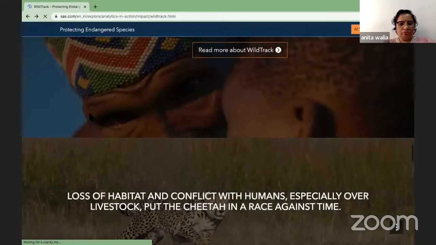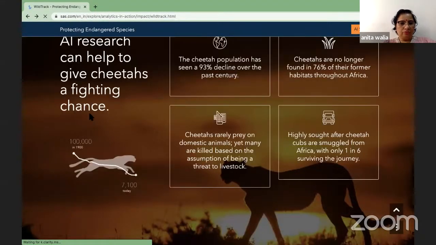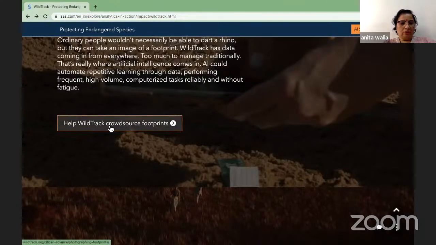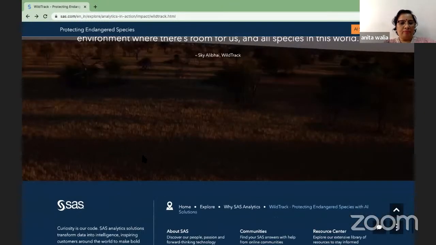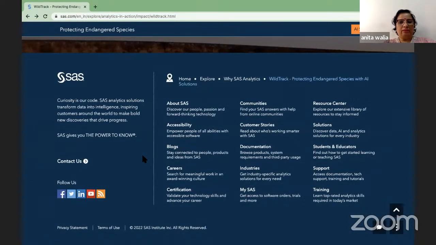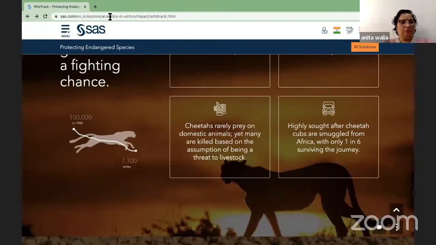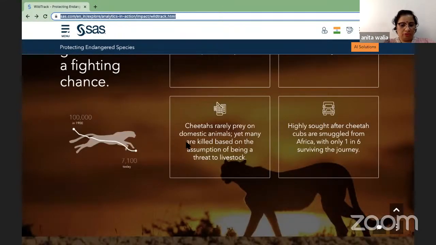So you can just go through this. They also have an application for people to crowdsource the footprint to them on this site, which helps them build better data sets, and the better the data sets, the better the accuracy of the predictions they can make. So again, I will put this site in your chat box. Make sure that you go through this and understand it.